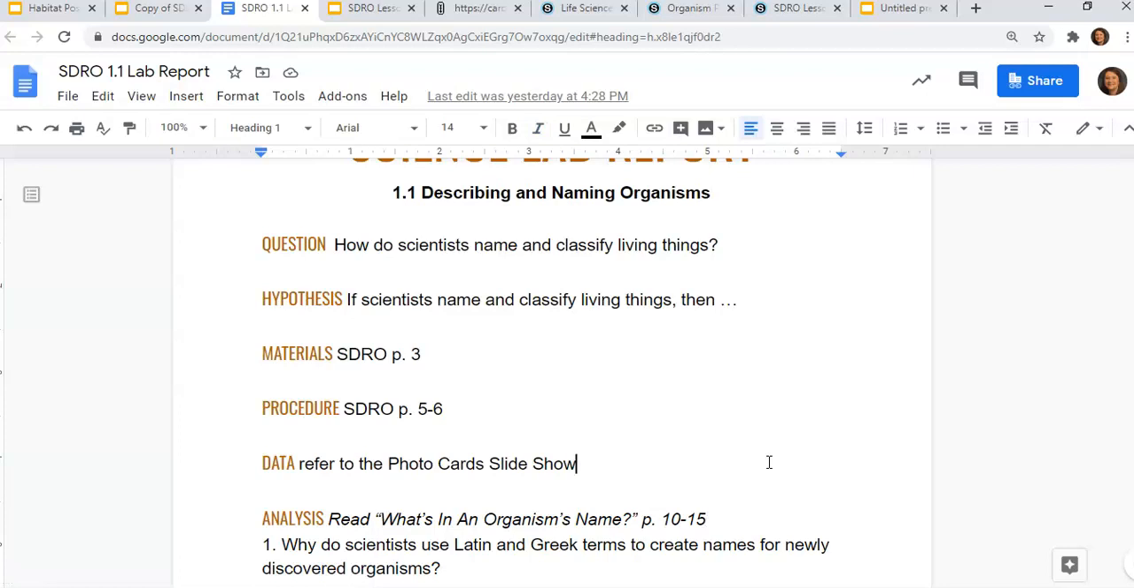So that's our data for this lab. So we will just refer back to our slideshow of the photo cards for our data. Okay, for the analysis, by now you would have already read what's in an organism's name on pages 10 to 15. And then you will answer this one analysis question.